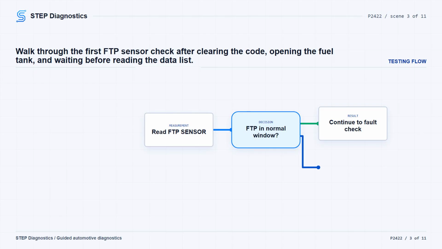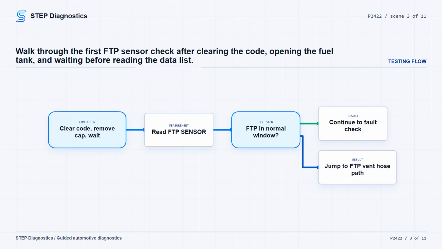Turn the ignition switch to on (II), clear the DTC with the HDS, then turn the ignition switch to lock (0). Remove the fuel fill cap and wait 1 minute. Turn the ignition switch back to on (II), then look at FTP sensor in the HDS data list. You are looking for the FTP sensor to be between -0.67 and 0.67 kPa (-0.2 and 0.2 in Hg, -5 and 5 mmHg), or 2.4 and 2.6 V. If it is in that range, continue to the problem verification. If it is not in that range, skip ahead to checking the FTP sensor vent hose restriction path.